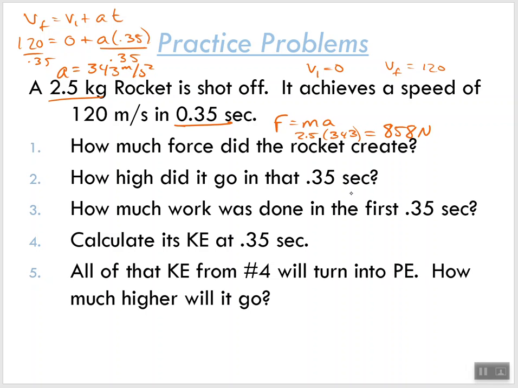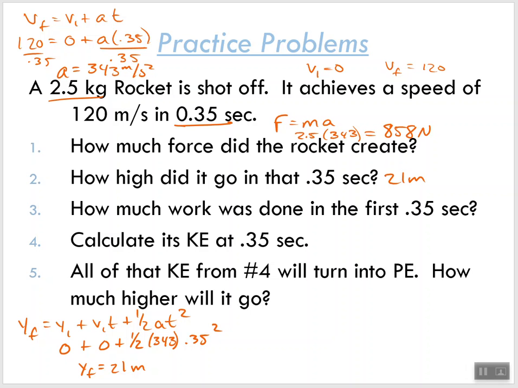Well, they're wanting to know YF. I've got a time of 0.35, so I'm thinking YF equals YI plus VIT plus 1/2 at squared. The reason I'm using acceleration is it's the engine that's accelerating it, not gravity. So I put the acceleration in from the engine. I put the time in there. We're going to get a height here then of 21 meters.